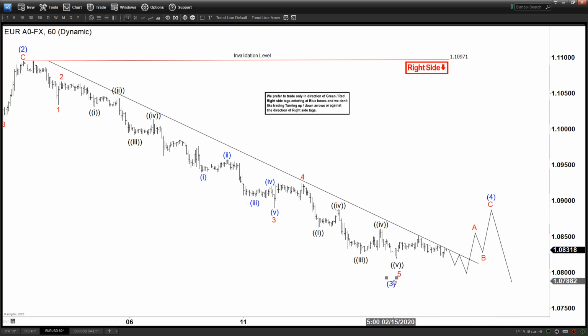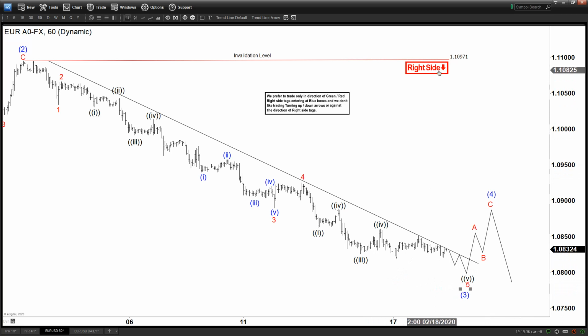We should be ending this 5 wave down and then starting the 3 wave correction in the form of the wave 4 here. Then as long as we stay below 1.11, we can still see further downside again in the pair, to the downside.